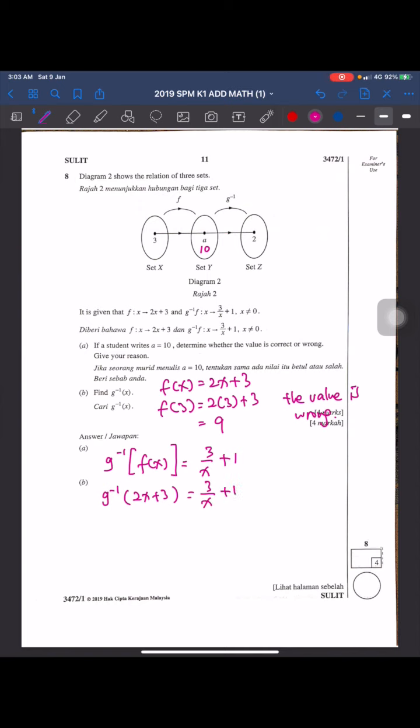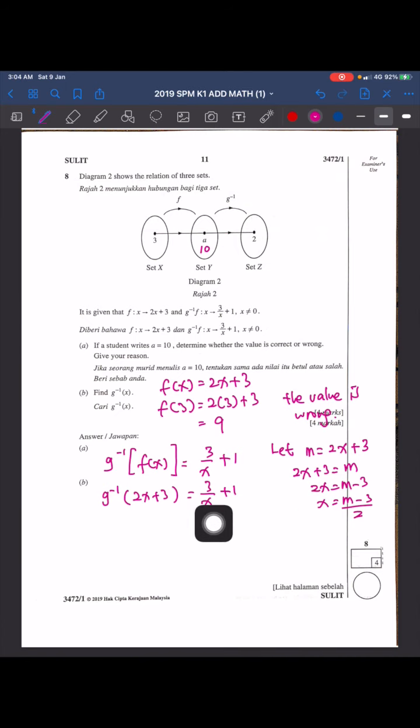Kalau dalam situasi macam ni, biasanya saya akan buat let untuk memudahkan. Yang ini nampak macam complicated kan? So apa yang saya akan buat? Saya akan letkan apa-apalah. Kalau saya suka, let m is equal to 2x plus 3. So apa yang kita buat di sini? Kita cuba jadikan x ini sebagai subjek. So kita akan dapat 2x plus 3 is equal to m, 2x equals m minus 3, x is equal to m minus 3 over 2. Kenapa kita kena buat ni? Nanti dia akan relate dengan yang kawasan sini.